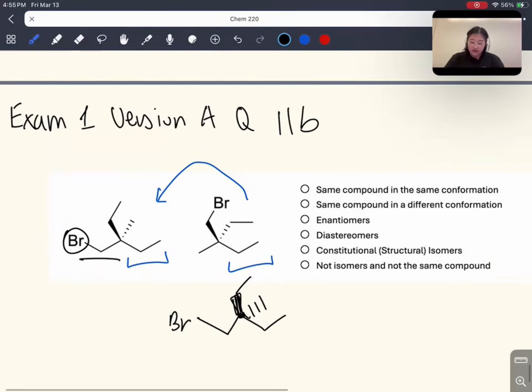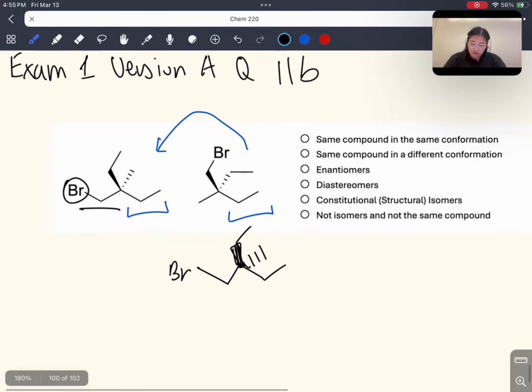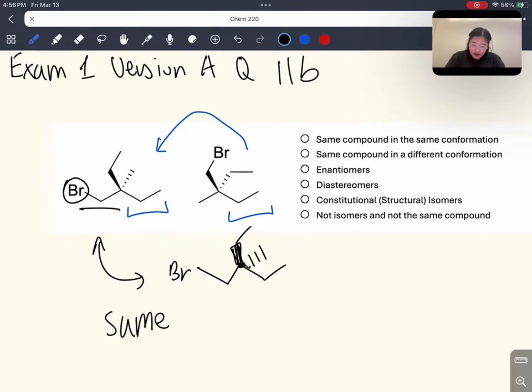As you can see, these are the exact same molecule, right? I didn't switch my dashes or my wedges or anything. So they're actually the same compound, just in a different conformation. We just rotated that carbon. For these kinds of questions, I would practice rotating molecules. I always use my hand to get a better visual orientation of how these molecules look.